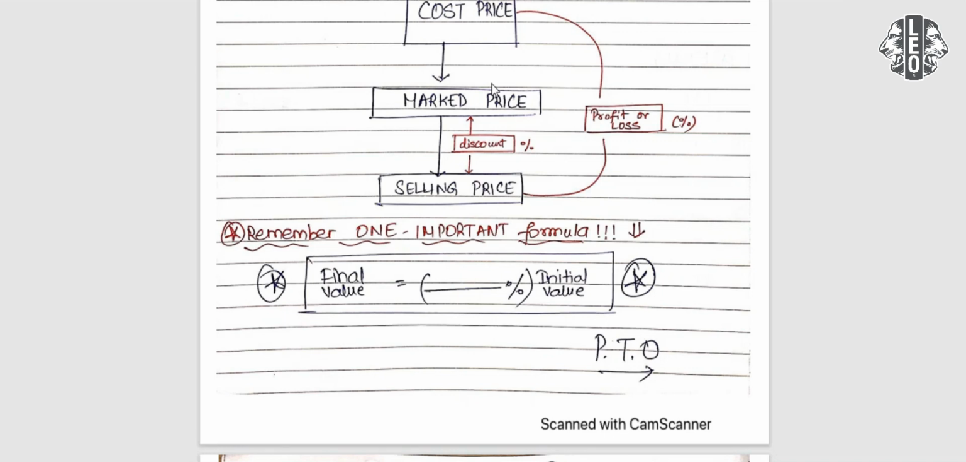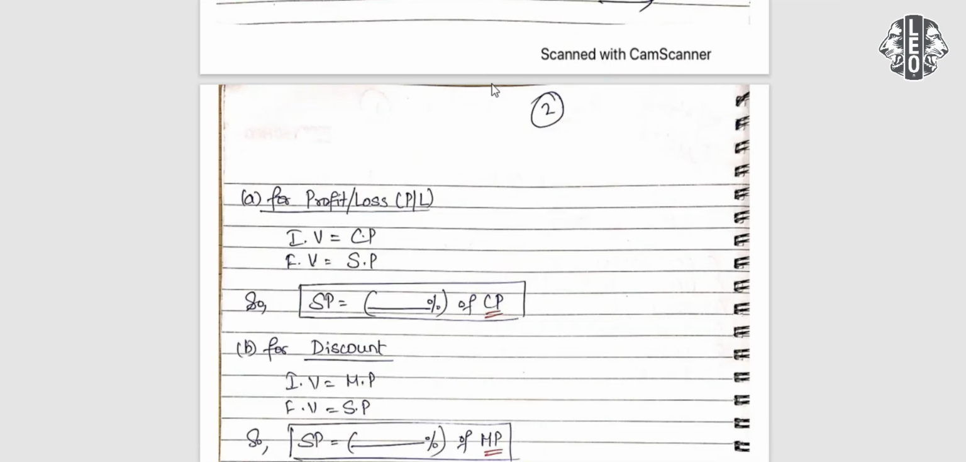Since today's topic is profit and loss, we would be using this skeleton formula in this topic only. What is going to be the initial value as far as profit or loss is concerned? It is the cost price, because profit or loss starts with your cost price. Where is it going to end? It is going to end with the customer, so it is going to be the selling price. So you should write: final value is equal to some dash percentage of initial value. So the final value, selling price, is equal to dash percentage of the initial value, cost price.